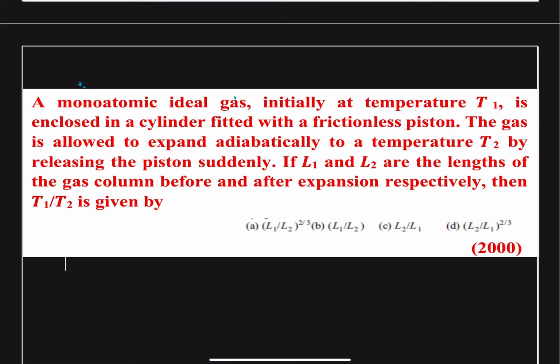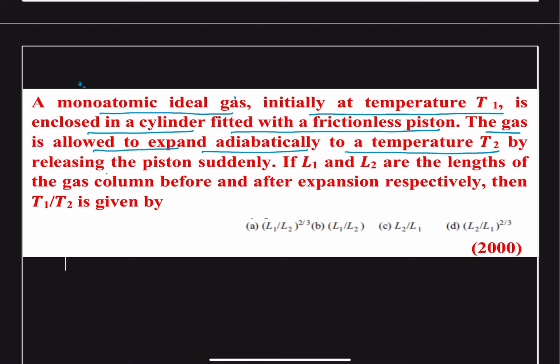Hello friends, today's question. A monoatomic ideal gas initially at temperature T1 is enclosed in a cylinder fitted with a frictionless piston. The gas is allowed to expand adiabatically to a temperature T2 by releasing the piston suddenly. If L1 and L2 are the length of the gas column before and after the expansion respectively, then the ratio of T1 upon T2 is given as.